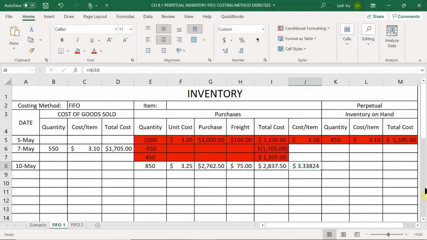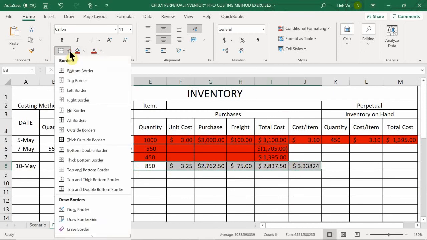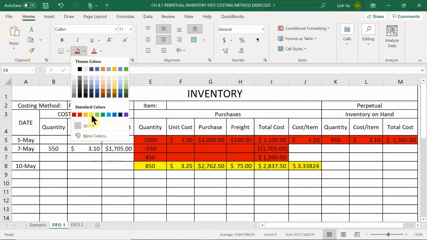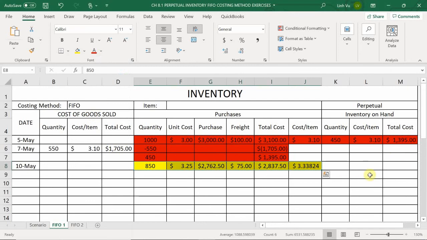Okay, so in this case, there it is. I have a new batch of inventory, and what I'm going to do here is select a new color. All right, I'm going to go ahead and select, maybe let's do yellow. Okay, so we can see a huge difference.